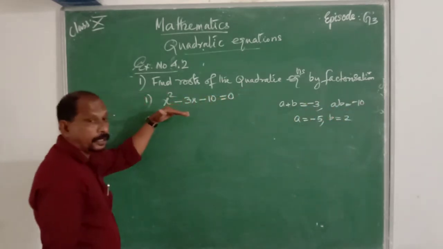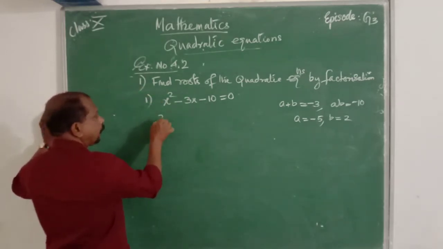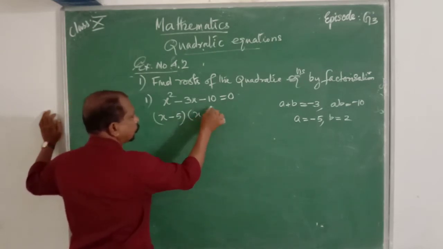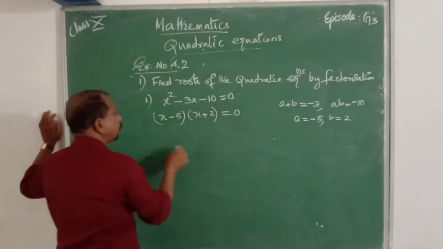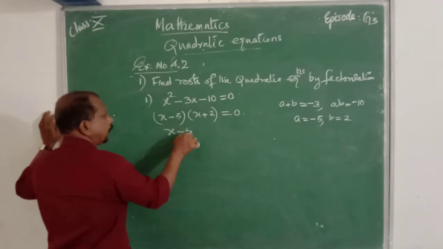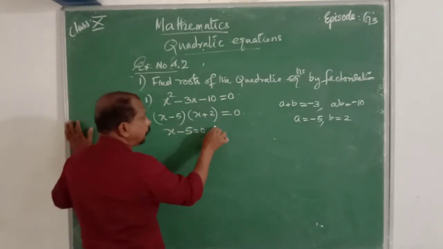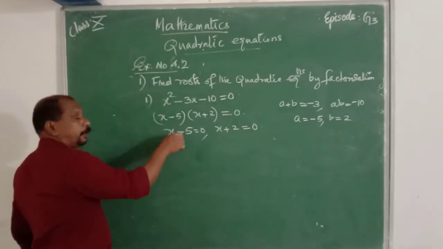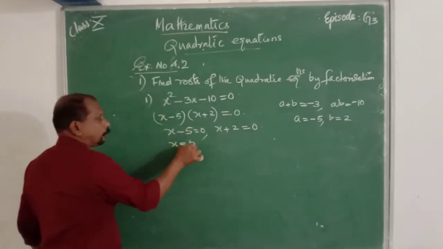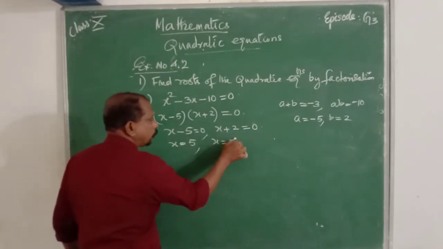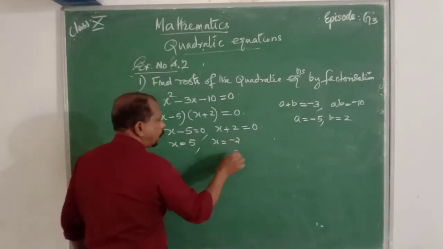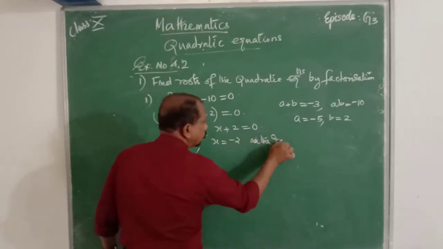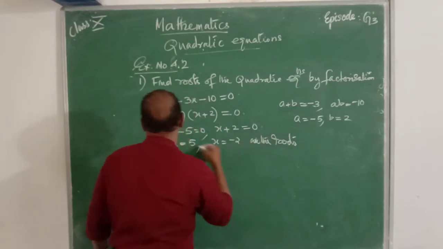Therefore, directly we can factorize the given equation: x minus 5 into x plus 2 is equal to 0. Therefore, x minus 5 is equal to 0 and x plus 2 is equal to 0. Then simplifying, x is equal to 5 and x is equal to minus 2 are the roots. That is the answer.